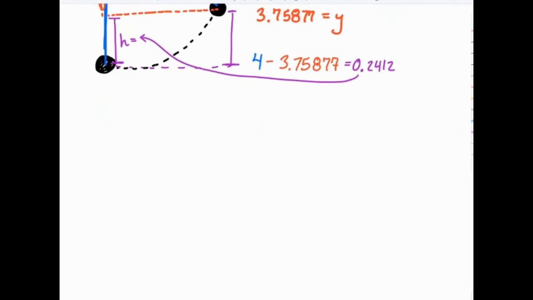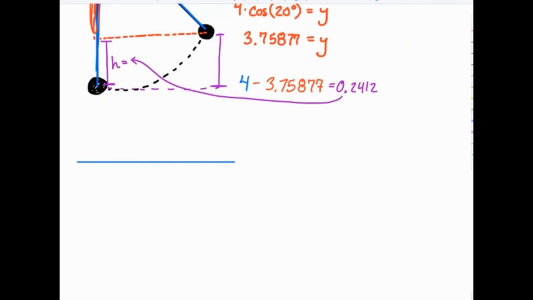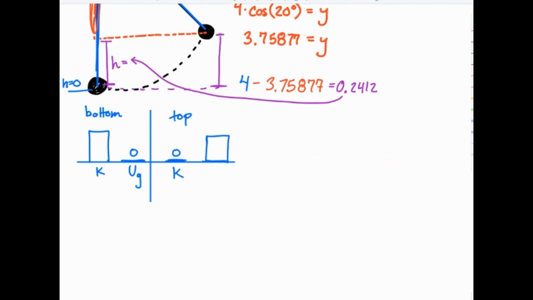So in a pendulum, I'm going to think about my energy bar chart for a moment. And I'm going to call this the top, even though it's not the top, it's just the higher part. And then this is going to be the bottom. So at the bottom, I'm going to have all kinetic energy because that's where it's moving. And my gravitational potential energy will be 0 because it's at a height of 0. So I'm making this my height of 0. And then at the top, my kinetic energy is going to be 0. And my gravitational potential energy will be at its maximum because that's at its highest point.